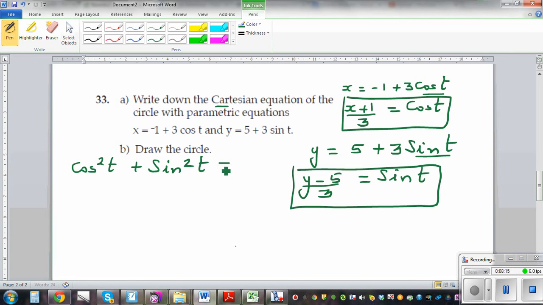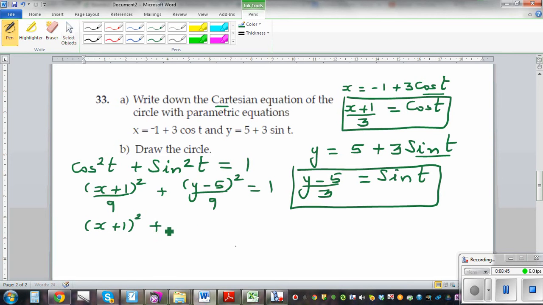And this is where you can see the application of trigonometry. So cos t is this. So cos squared t would be, I hope you understand, (x plus 1) the whole squared over 9 plus (y minus 5) the whole squared over 9 is equal to 1. Now multiplying by 9 to each of them, (x plus 1) the whole squared plus (y minus 5) the whole squared is equal to 9. So basically this is a Cartesian form.